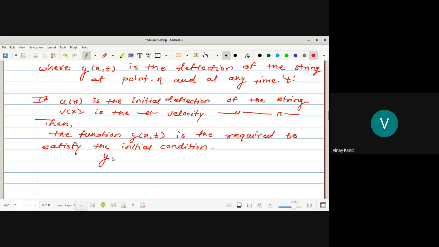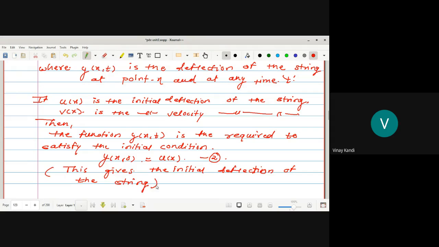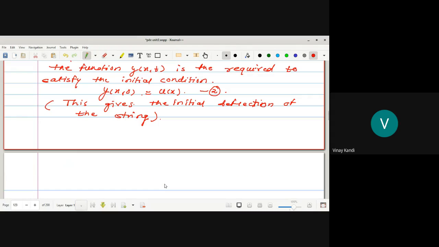Okay, which one is the initial condition? y(x,0), that is the deflection of the string at time 0, is equal to u(x). Give it as equation number 2. At time 0, this gives the initial deflection of the string. Okay, equation number 2.